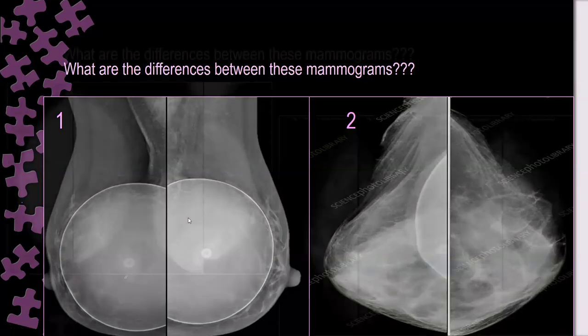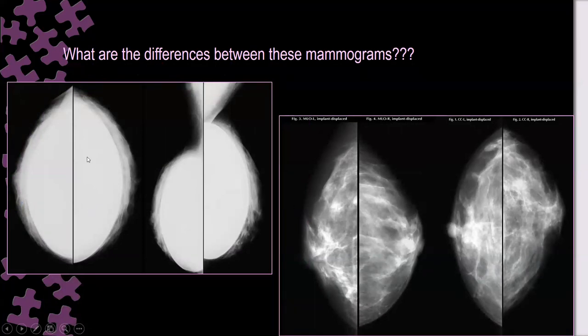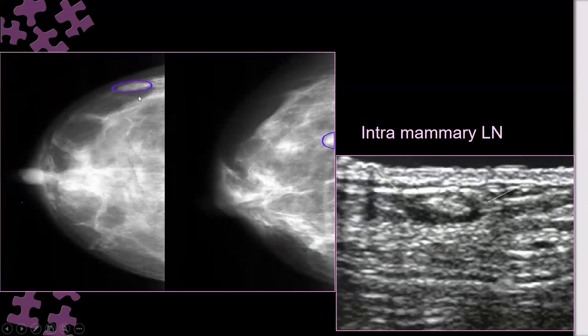This is the implant in the same place. This is a CC view. The implant is not visualized at all, only the parenchyma could be seen, and there is some lesion here. On the MLO, they push the implant, and this is the visualized part of the parenchyma, and part of the lesion is seen here. If we go back to the implant in place, we could see nothing, but by pushing the implant, we could visualize these lesions, here on the CC view. That is the one. And on ultrasound, it was an intramammary lymph node. You got it?